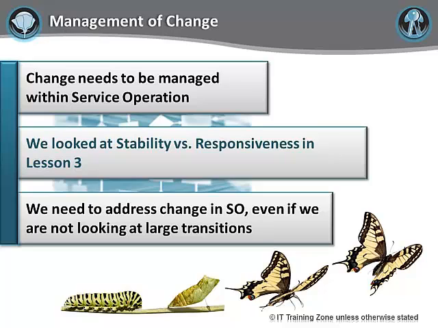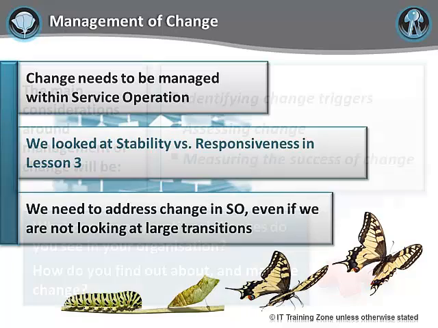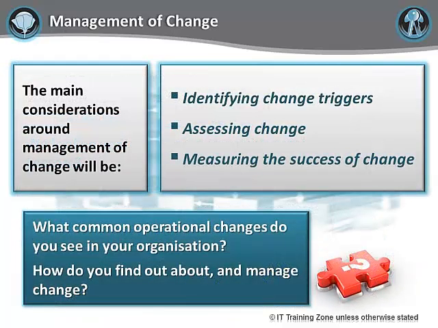The first area that needs to be addressed is the management of change within service operation. We have already discussed the balance between stability and responsiveness in Lesson 3. Even though we may not be talking about large transitions, we still need to consider how we approach changes within the operational space. The main considerations will be identifying change triggers, assessing change, and measuring the success of change.